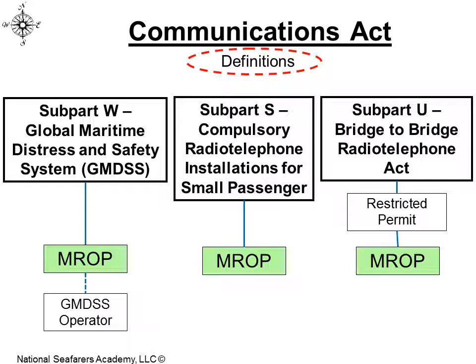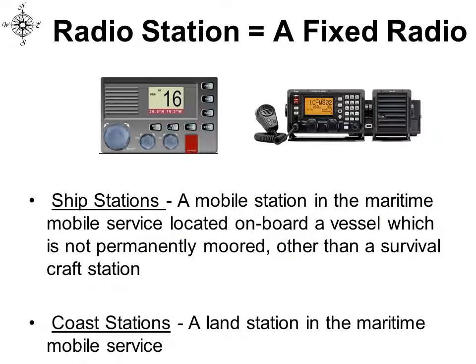Below those boxes, you can see in green there is the Marine Radio Operator Permit, the MROP. And what that's showing you is that by having the Marine Radio Operator Permit, you're going to meet all the requirements under Subpart U, the Bridge-to-Bridge Radio Telephone Act. You are going to meet all the requirements under Subpart S, the small passenger vessel regulations. And you can see for the Subpart W, it would be the first step in becoming GMDSS qualified. Again, the purpose of the Marine Radio Operator is not for international sailing. It's just for the small passenger vessels operating in domestic waters. So again, we don't need to become GMDSS qualified because we're going to just be MROP qualified.